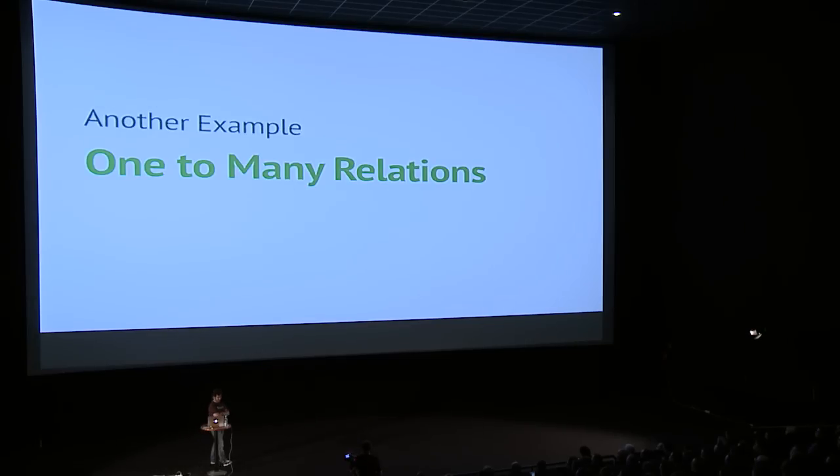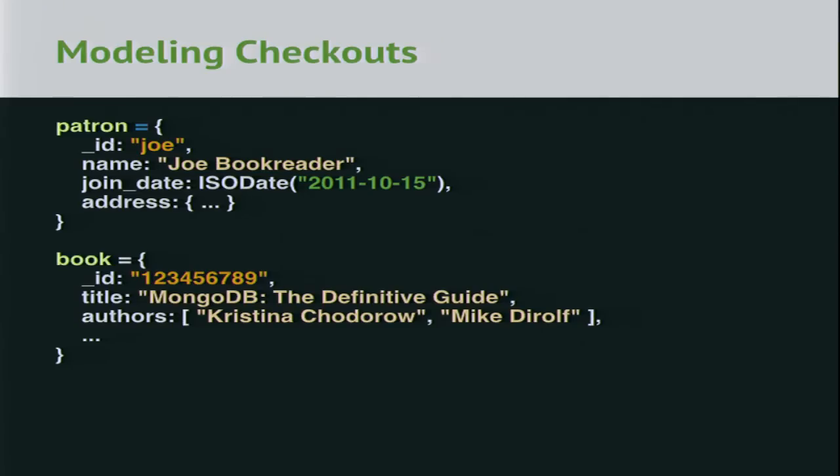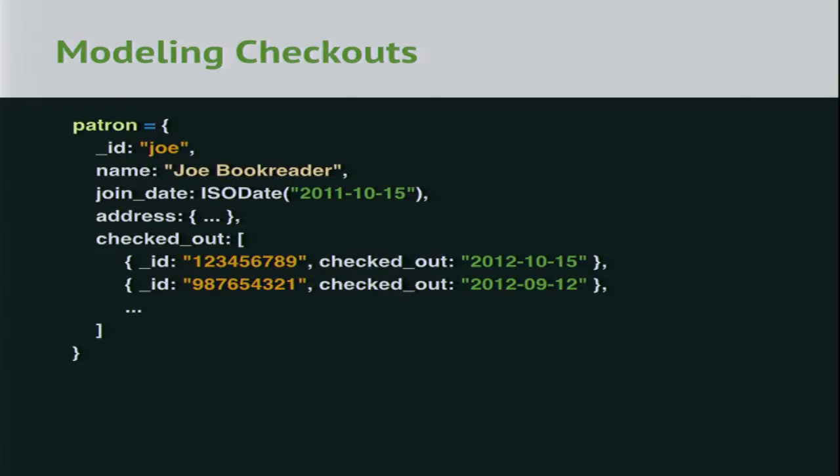So, one to many. Typically a customer can have multiple books, and a book can be lent to multiple customers. But at the same time, we know from the application business logic, or what we do with books, you cannot have thousands of books at the same time. So what you will do in this case is check out, you will do the customer on the books, and you can add inside the customer itself the list of books and the date of the checkout.